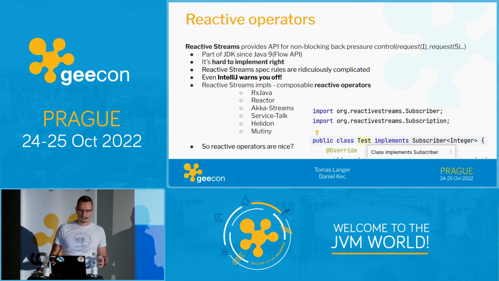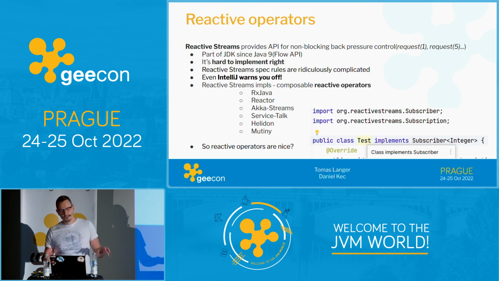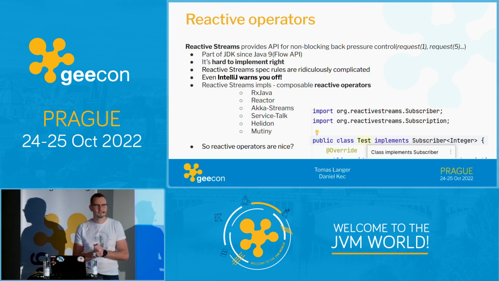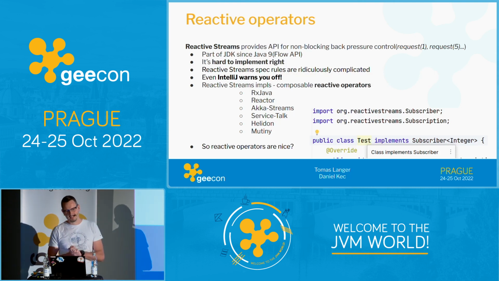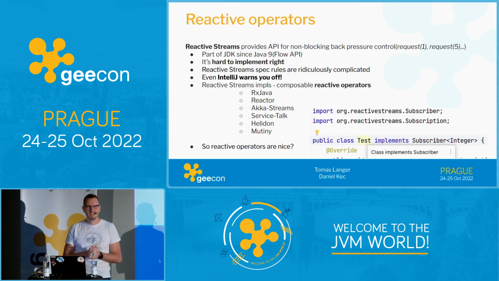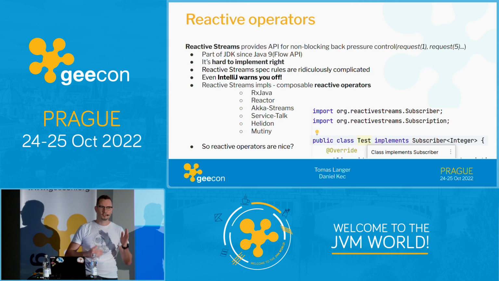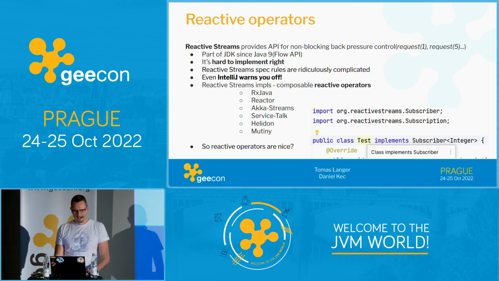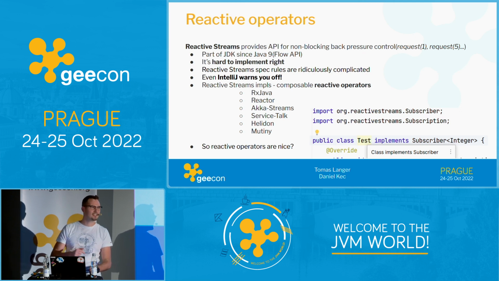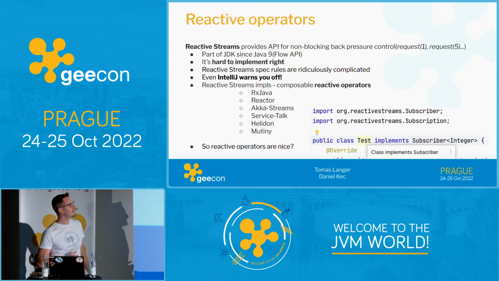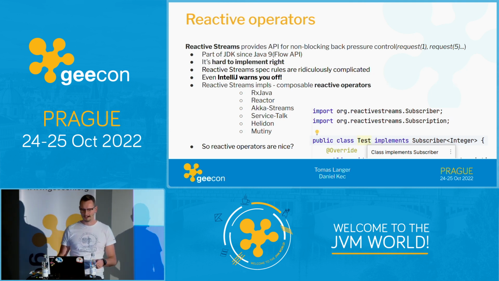Reactive streams has been part of the JDK since Java 9. It's the famous Flow API, but there are only the interfaces there, and they do look fairly simple. So one might even like to implement it himself, but it's very dangerous. It's not only the API, it's also the rules. There's a specification for reactive streams, and the rules are really complicated, just to bring order into this callback hell. So it's very hard to implement it right. It's so hard that IntelliJ will warn you if you try that, and tell you to rather use one of the existing implementations.